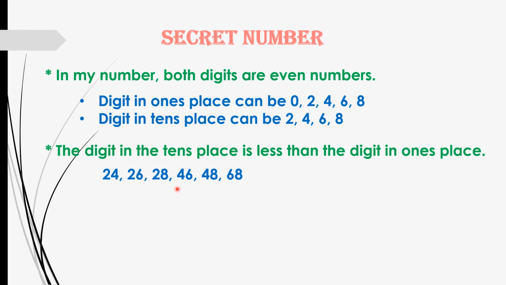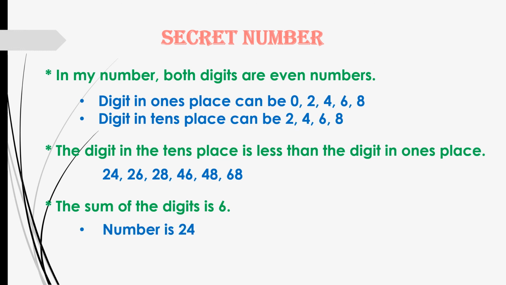Okay, I am not getting exactly one number here, so my third clue is, the sum of the digits is 6. Okay, so I am going to find out, among the numbers I got after the second clue, in which number the sum of digits is 6. Yes, the number is 24. So I can say the number is 24 and I am getting exactly one answer.